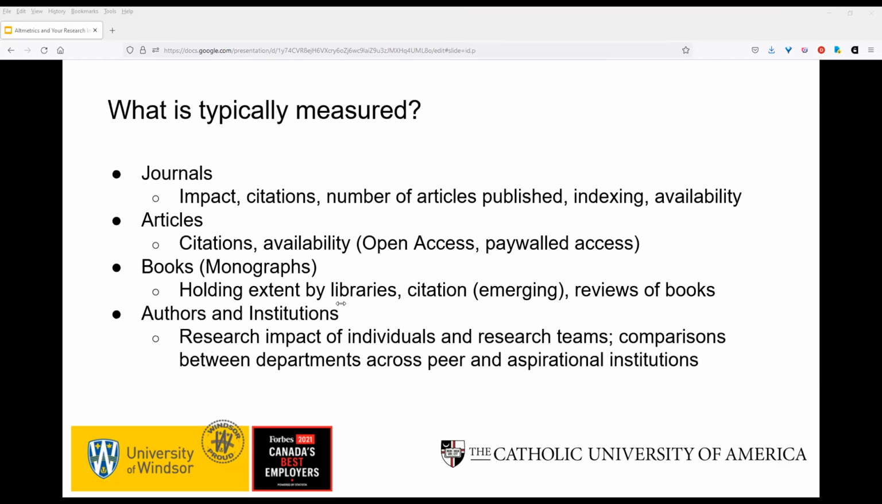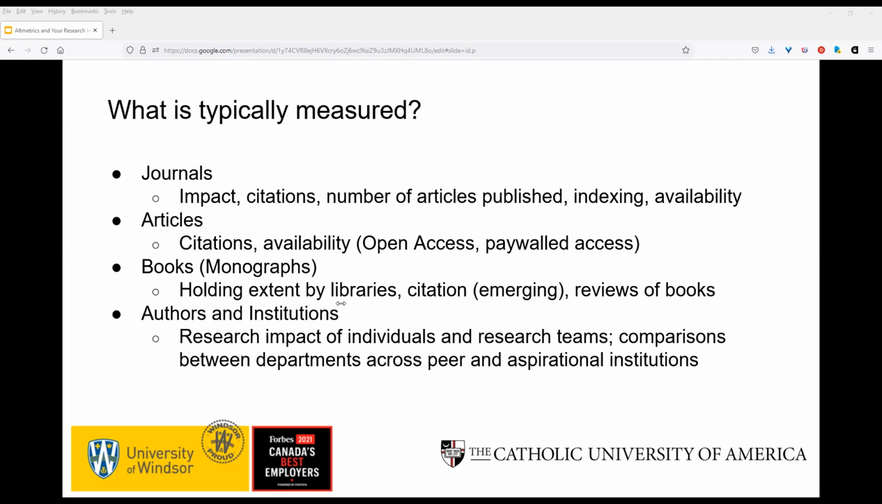So what is typically measured for all this? The goal is to measure performance, but what exactly is typically measured? What we should keep in mind is the relationship between citations, and all the variations of that, and research quality. We always have that in the back of our mind. If we're looking at journals, for example, we look at their impact factor, the number of times they're cited, the number of articles published in the journal, and where the journals are indexed. And of course, what's their availability? Do they have open access or do they have paywall access?